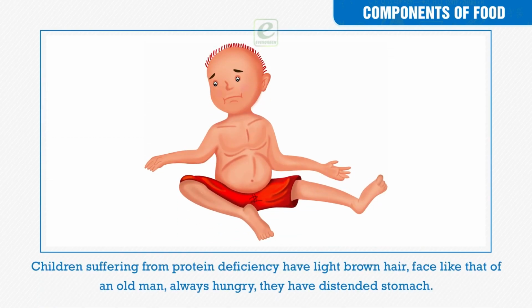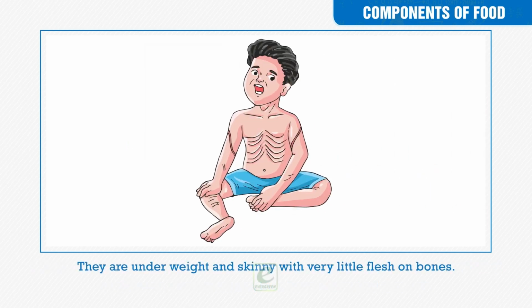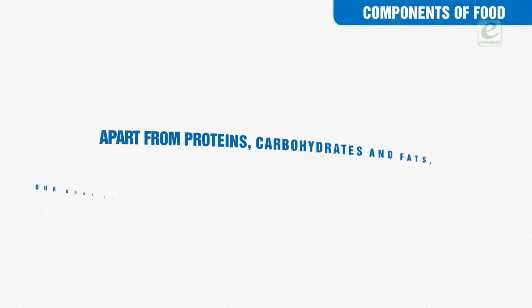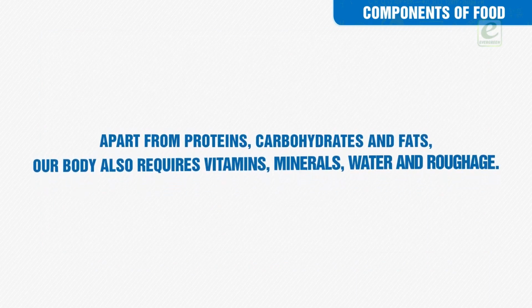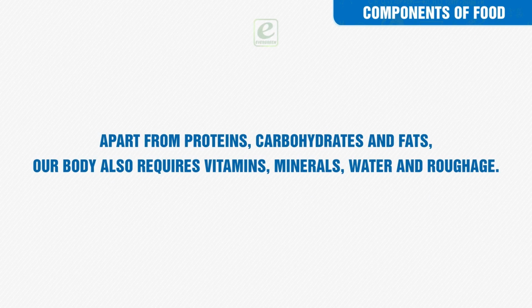Children suffering from protein deficiency have light brown hair, face like that of an old man, always hungry. They have distended stomach. They are underweight and skinny with very little flesh on bones. Apart from proteins, carbohydrates, and fats, our body also requires vitamins, minerals, water, and roughage.